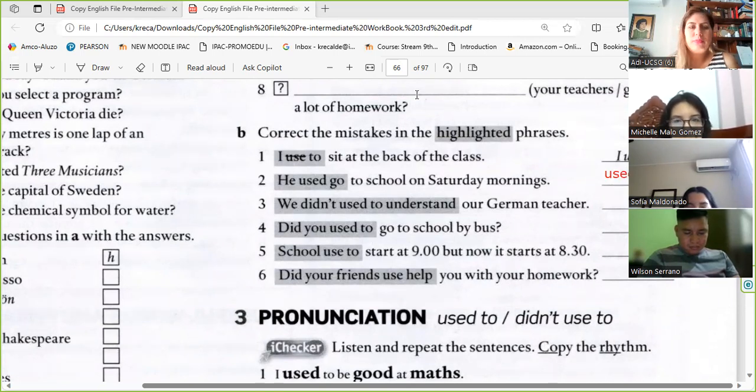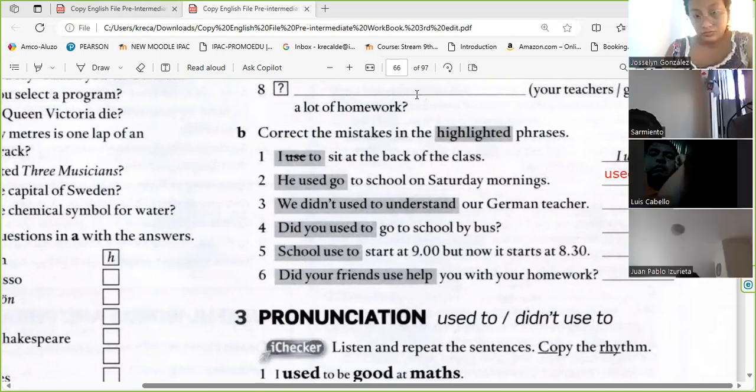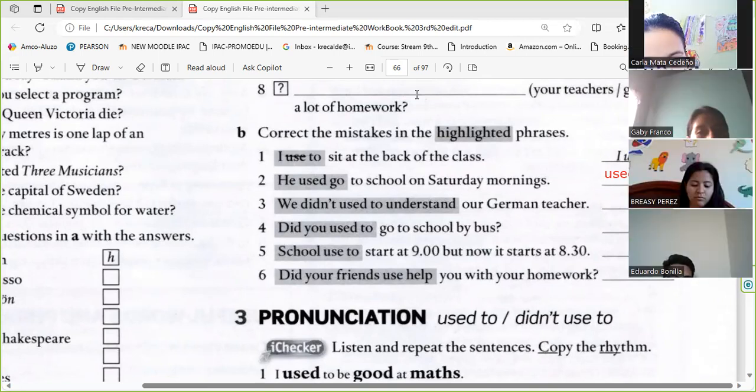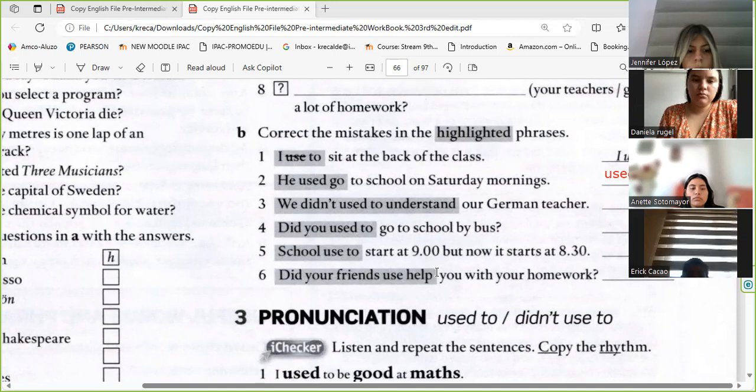Let's continue. Number 3 is going to be for my dear Eduardo Bonilla. We didn't use, not used. Yes, it's in present, right? The use comes in present here, because we have didn't. Perfect. Danielita, number 4, what is the mistake?